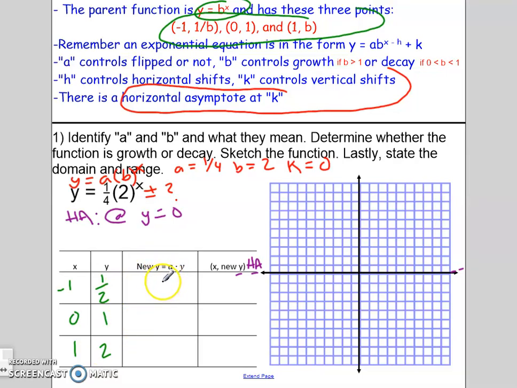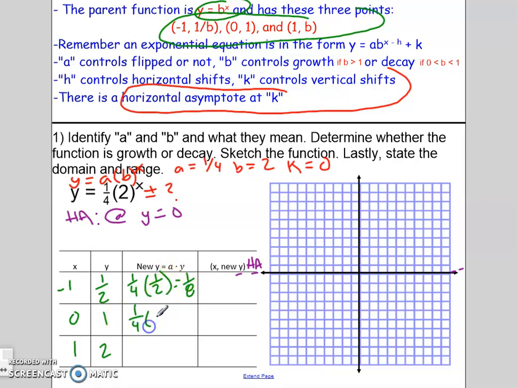Now, to apply the a part of our equation, we're going to multiply a by our y values, and that'll give us a new y value. So our a is 1/4. We're going to multiply it with our current y, which is 1/2, and get 1/8 as our new y. Follow that same procedure all the way down.